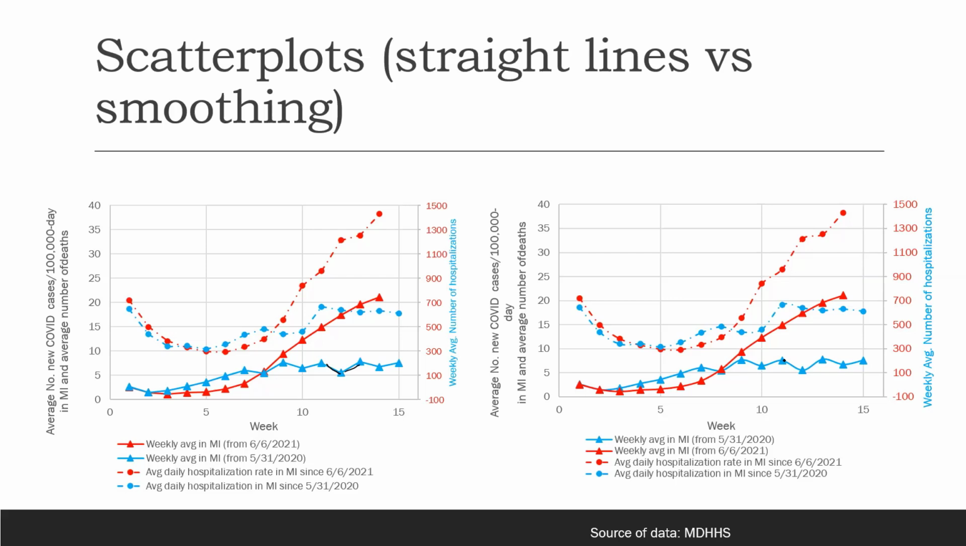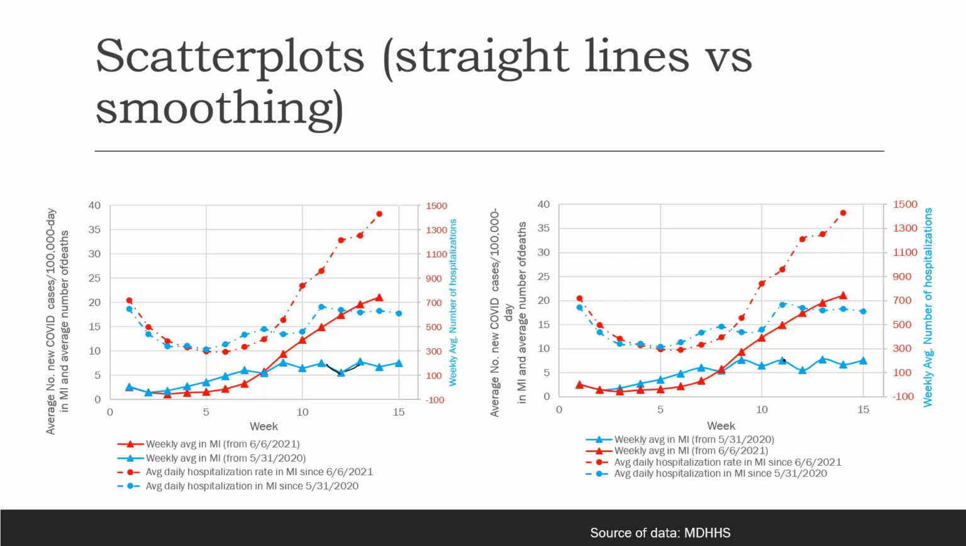So if you're looking at this, what do you see? If I were to present this to you, what conclusions could you make from these graphs? So the blue lines are for last year at this time. Red lines are for this year. Dotted lines are hospitalizations, and the solid lines are weekly averages in cases.